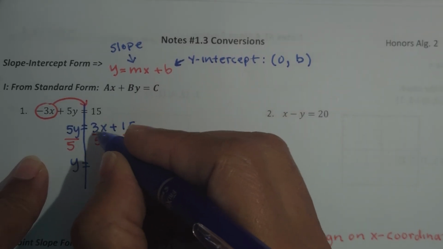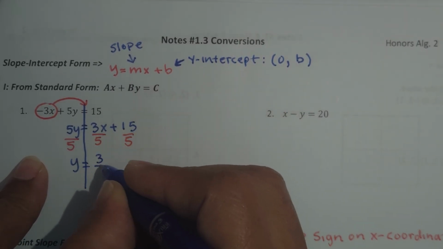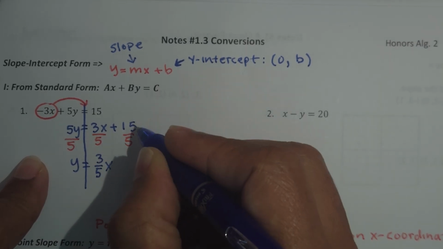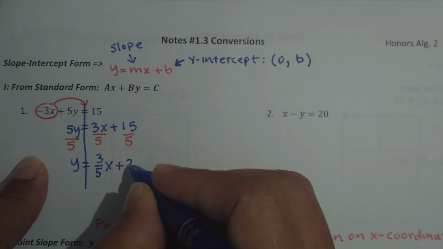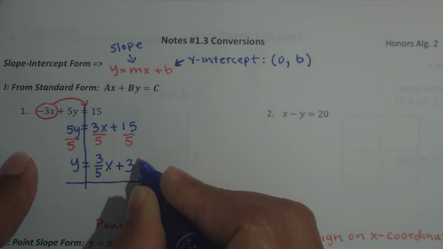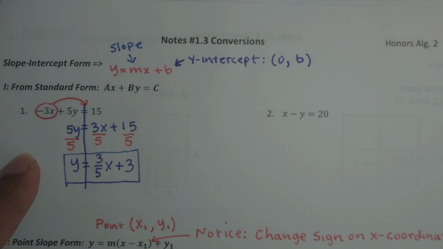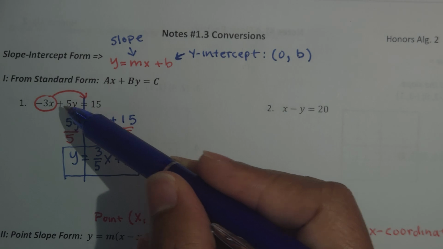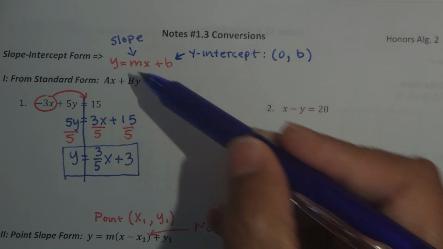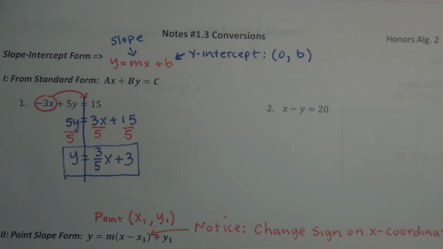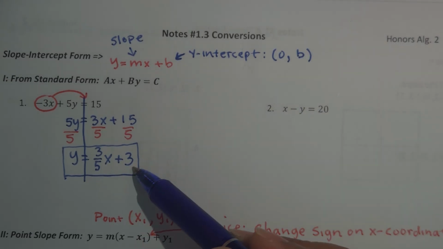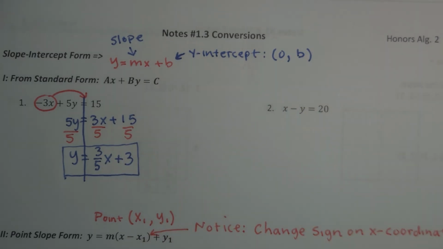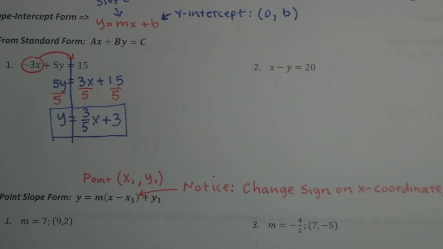Now this tells me the slope of the line. The slope is 3 over 5, or 3/5, right? And then x, and 15 divided by 5 is equal to 3. So this is the equation in slope-intercept form. So that's how you convert from standard form, which is the one that's given, to slope-intercept form, which is what we need to find. In this case, the y-intercept is at (0, 3), and the slope is 3/5. With the slope and the y-intercept, you can basically graph the function.